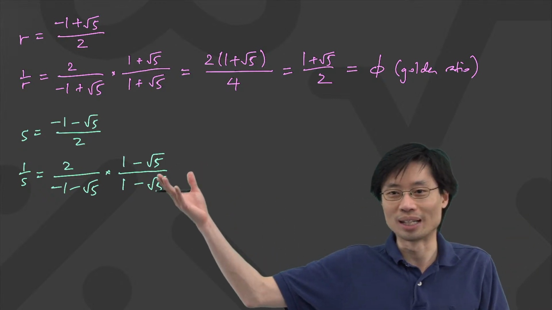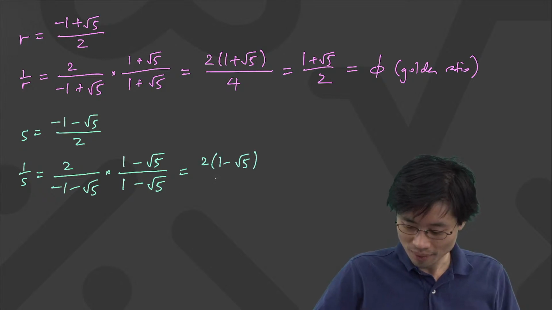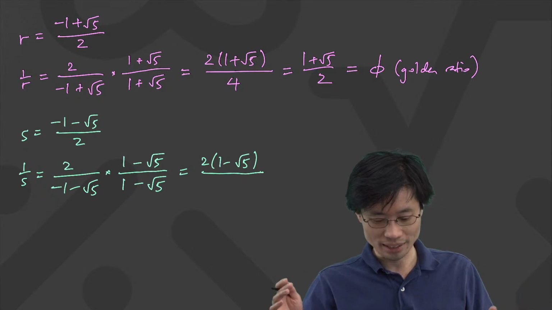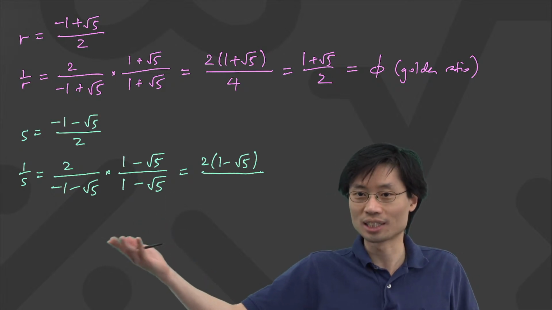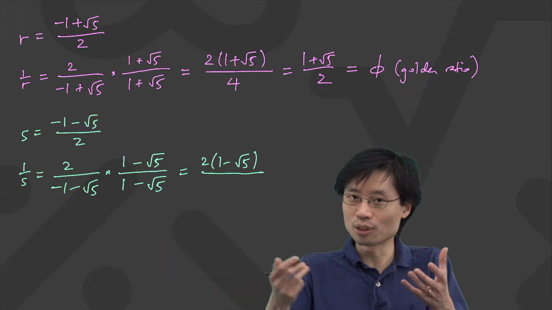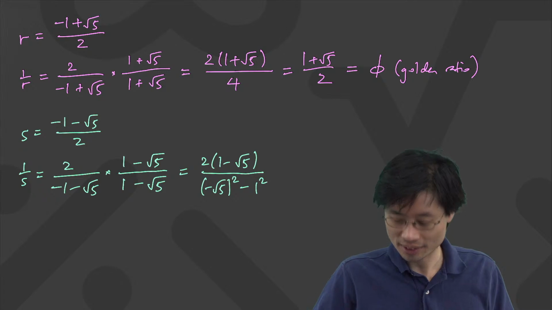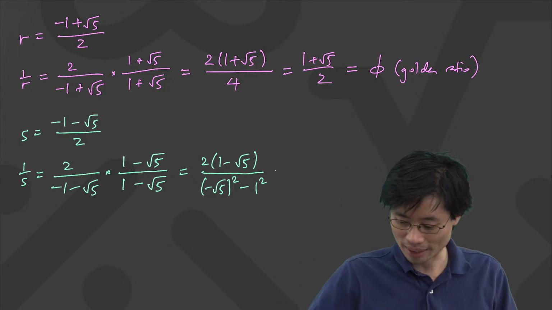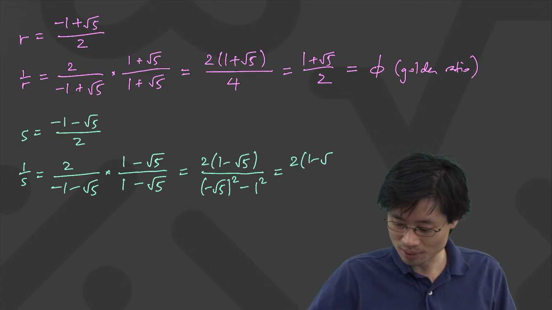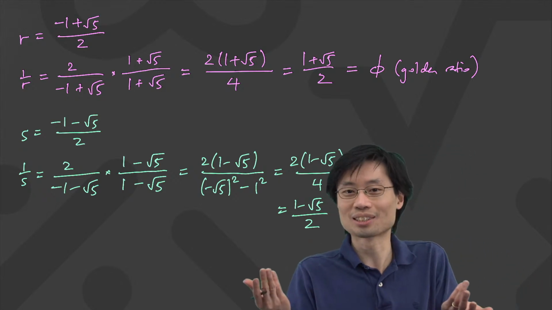Okay. I'm multiplying by 1. Once I multiply by 1, what I get on the top is twice 1 minus root 5, and the bottom gives me a difference of squares: negative root 5 plus 1 and negative root 5 minus 1. And negative root 5 happens to square to 5. I'm just writing it like this to show you what I've done. That is exactly twice 1 minus root 5 all over 4, which is 1 minus root 5 over 2, which is the other thing we had last time.